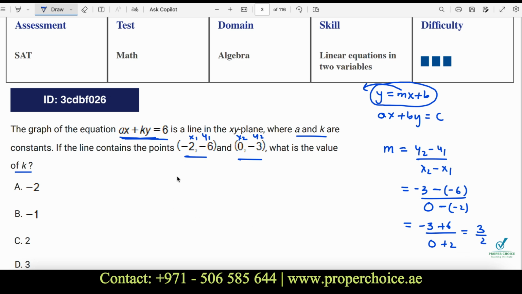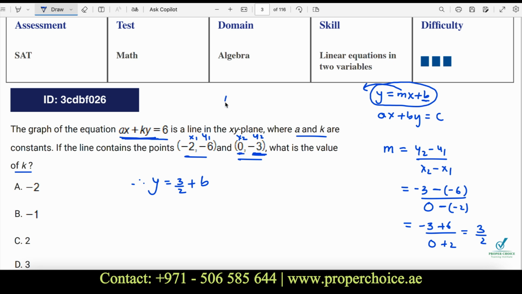Then the equation turns out to be y equals 3 by 2 x plus b. You can see here the x value is 0 and the y value is -3, meaning this itself represents the y-intercept, and in the equation we know that the y-intercept is represented by b.